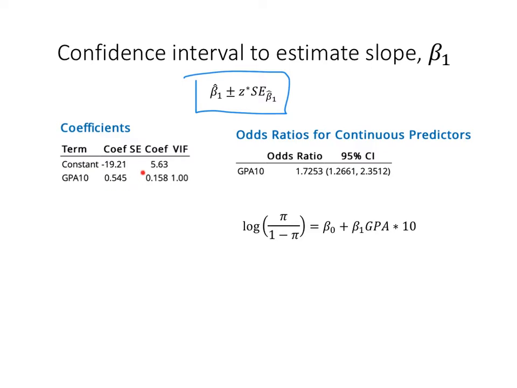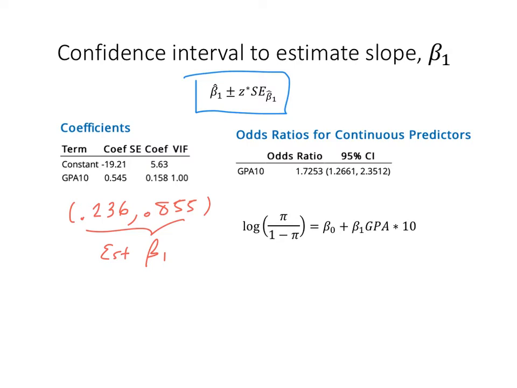Okay, so put 0.545 in for beta 1 hat, put 0.158 in for the standard error, and 1.96 for the z star. And if you do that, you'll get your confidence interval to estimate beta 1 to be 0.236, comma 0.855. So this is estimating beta 1.